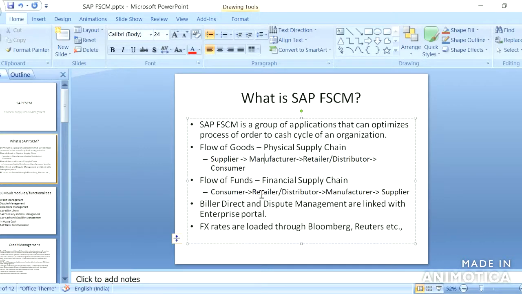It is in the same manner: the manufacturer sells the goods to the customer and the customer pays the money. Whoever is the vendor, the customer pays the money to that vendor. If the customer purchases the goods from a retailer or from a manufacturer, the customer pays money to these people. So in the financial supply chain, the manufacturer in turn pays the money to the supplier.